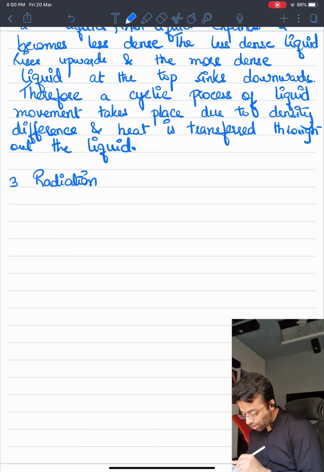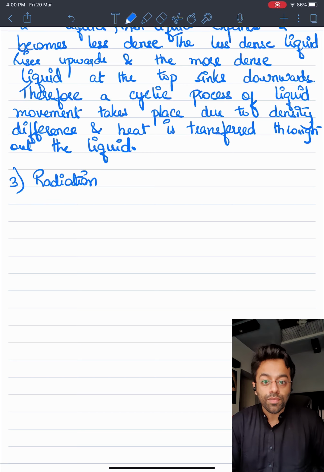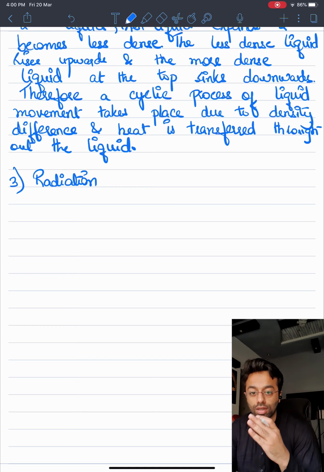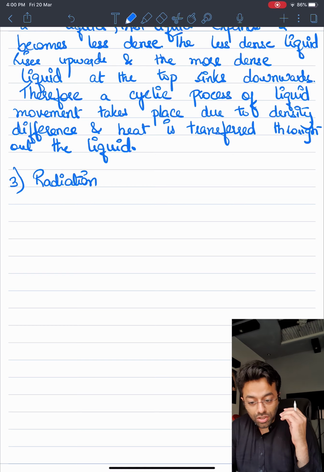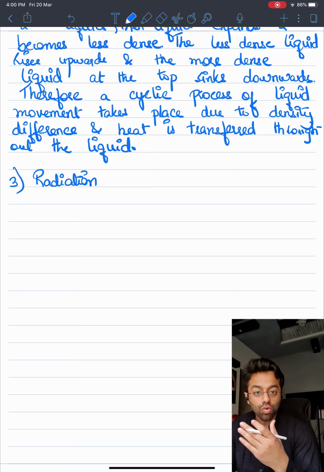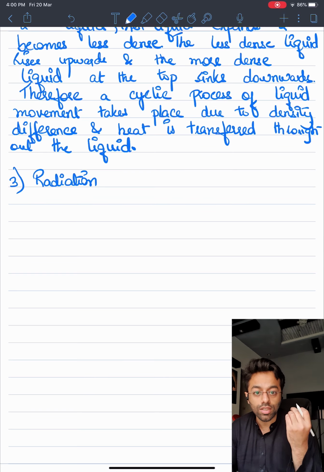Okay, so we've already exceeded our time limit, but let's talk about radiation. Radiation is the last way of heat transfer, and this is the most important way. Many questions come from it. Radiation is the way that heat from the sun is being transferred to earth. Radiation is the only method of heat transfer which does not require a medium. Radiation can travel through solids, liquids, gases, and even a vacuum, because in this, heat is being transferred through radiation.